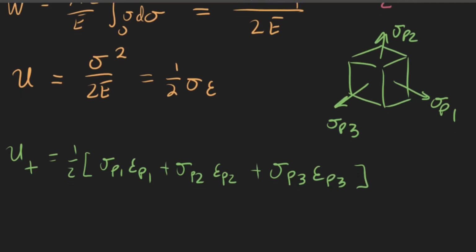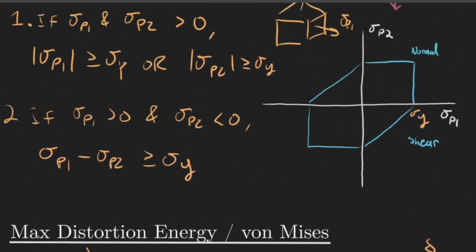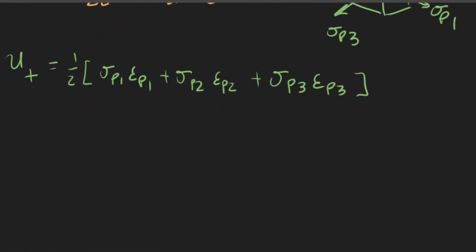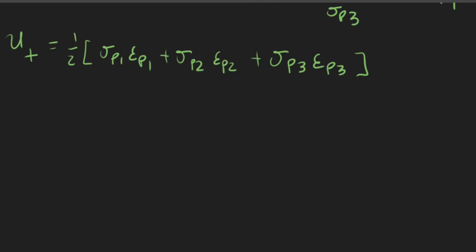And now what we want to do is get rid of these epsilons, because usually what we're going to be given is just the state of stress. So we're just going to have our sigma P1, P2, P3. That's something we can calculate, right? But we don't really want to have to deal with the strain. So in order to get rid of these, we're going to use the generalized Hooke's law. So if you remember, Hooke's law is just sigma is equal to E times epsilon, right? So I could also say that epsilon is equal to sigma over E.